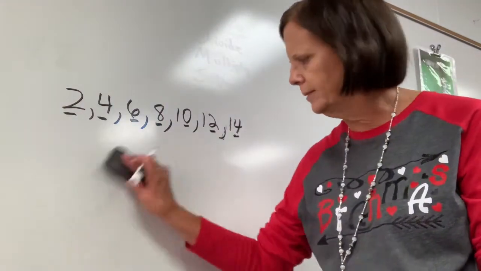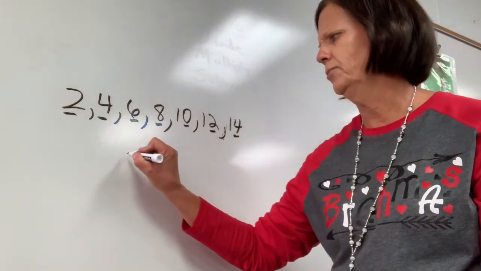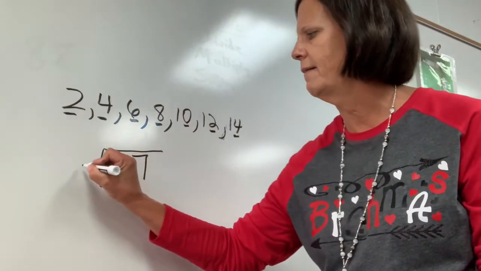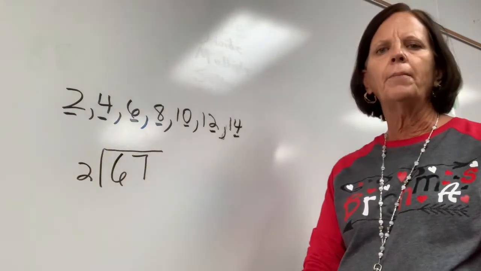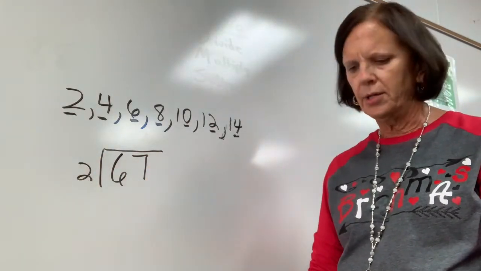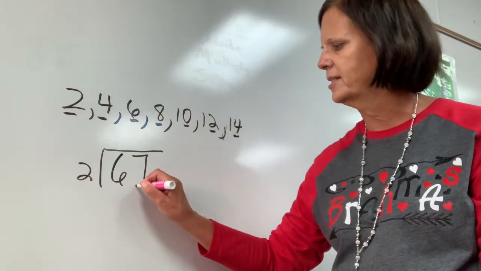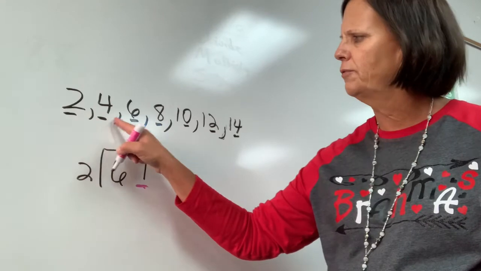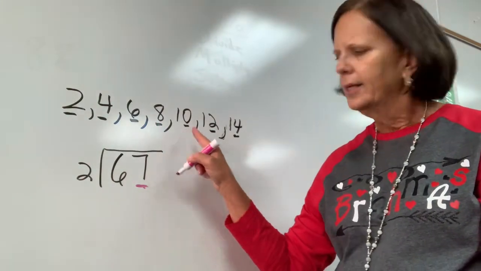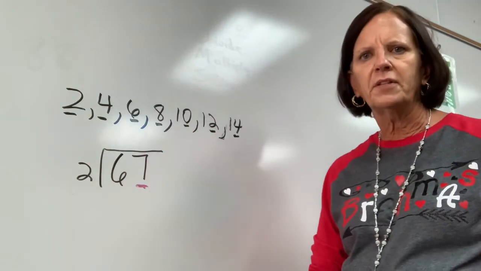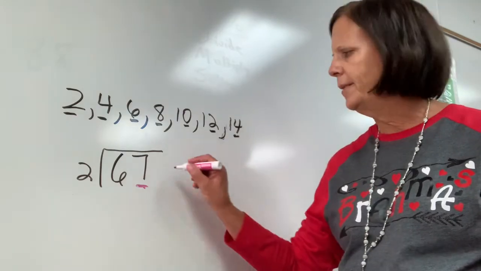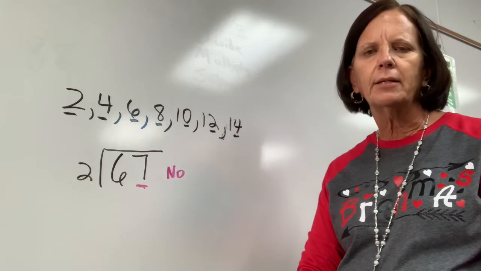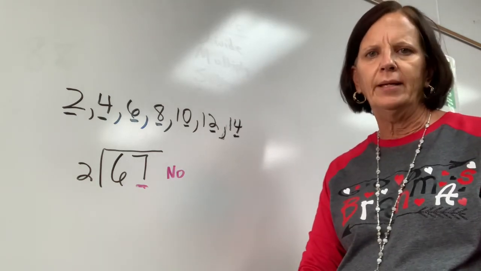Let's try another one. What if I said, ooh, what about 67? And I said, hey, is 67 divisible by 2? All you have to do is look in the one spot. Oh, but that's an odd number. It doesn't end in a 2, 4, 6, 8, or 0. So if I said, is 67 divisible by 2? You would tell me, no, it's not. And why is it not divisible by 2? That's because it has a remainder.